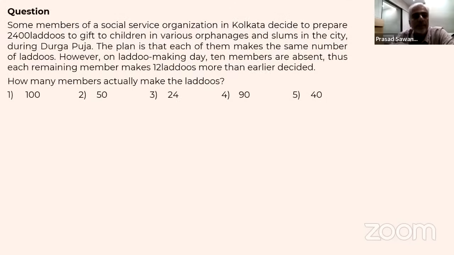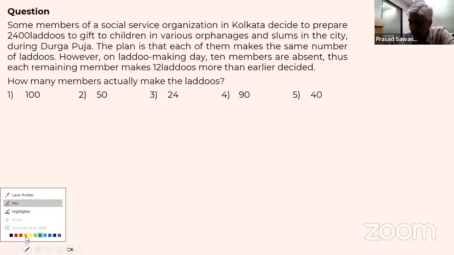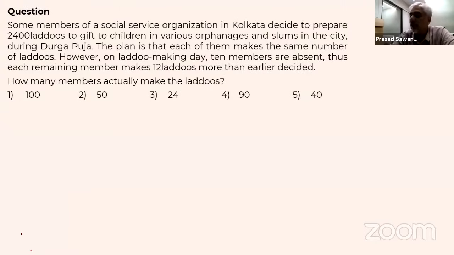Going ahead. Small typing error. Some members of a social service organization in Kolkata decided to prepare 2,400 laddus to give to children in various orphanages and slums in the city during Durga Puja. The plan is that each of them makes the same number of laddus. However, on laddu making day, 10 members were absent. Thus, the remaining members make 12 laddus more than earlier decided.